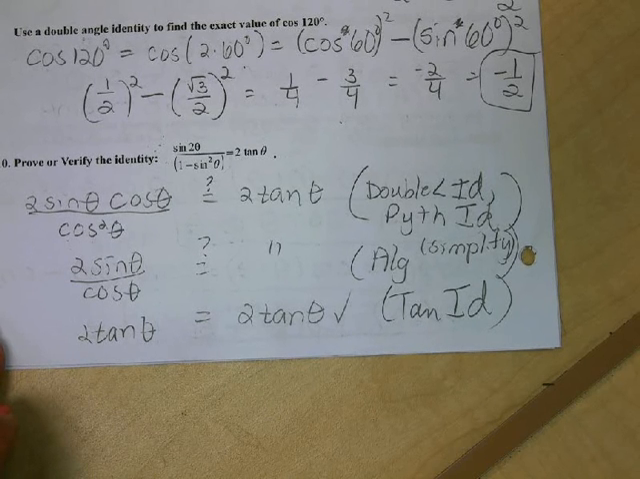Okay, so remember on the identities, you only want to work with one side to make the one side equivalent to the other side.